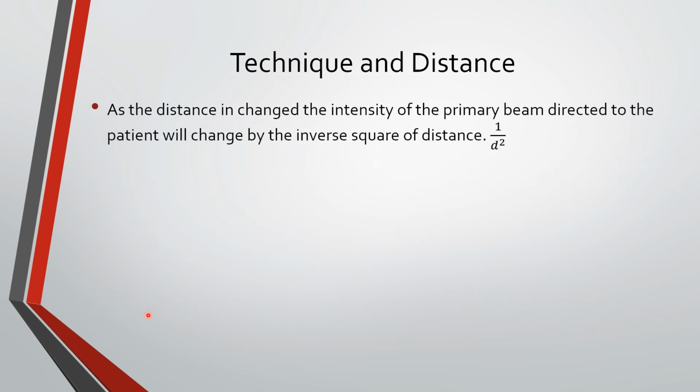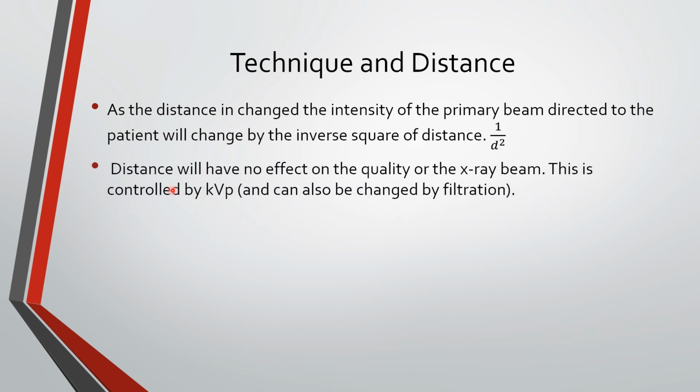As the distance is changed, the intensity of the primary beam being directed to the patient will change by the inverse square of the distance. As we talked about before, distance will have no effect on the quality of the X-ray beam. Okay, distance will have no effect on the quality of the X-ray beam. This is controlled by the kVp. It can also be controlled by the filtration.